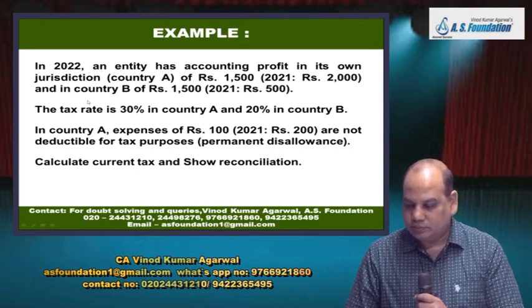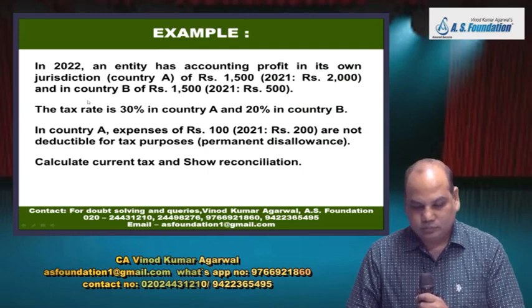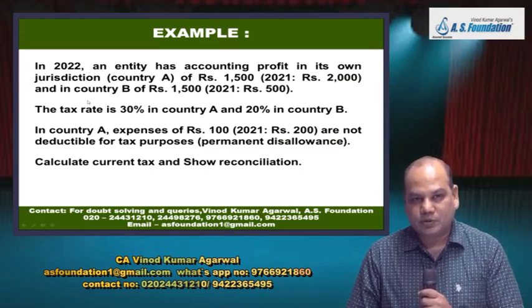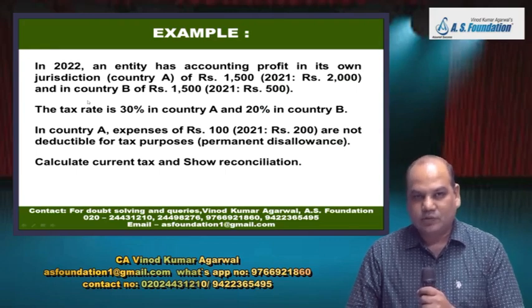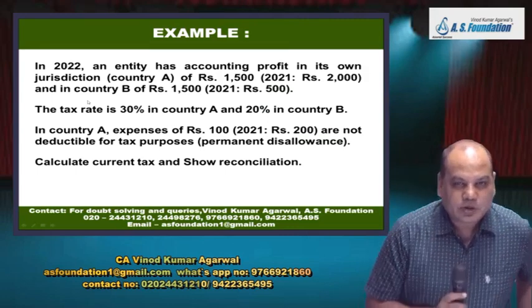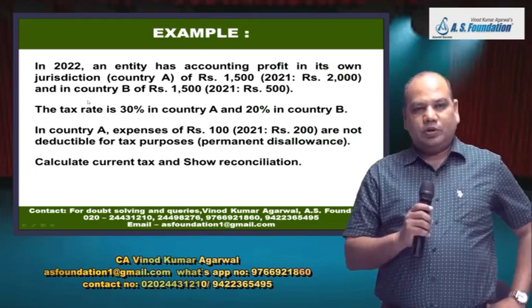In country A, an expense of rupees 100, in bracket year 2021 rupees 200, are not deductible for tax purpose. In bracket write permanent disallowance.